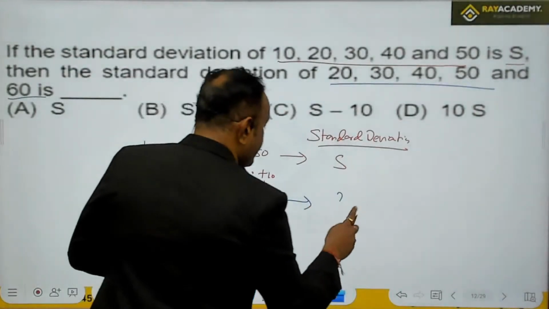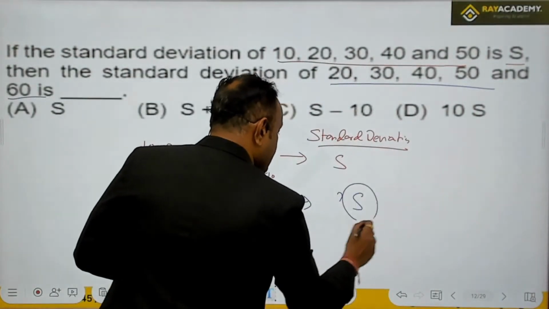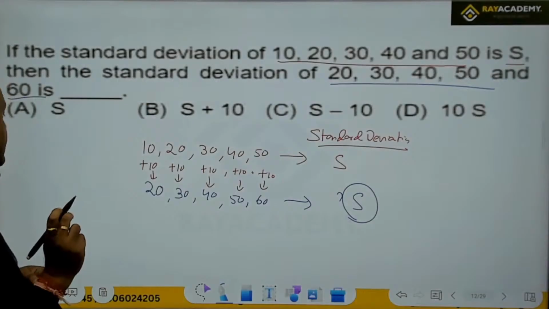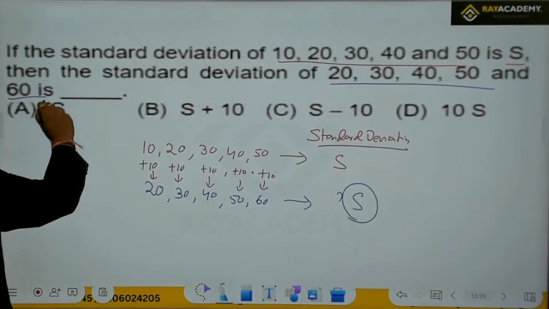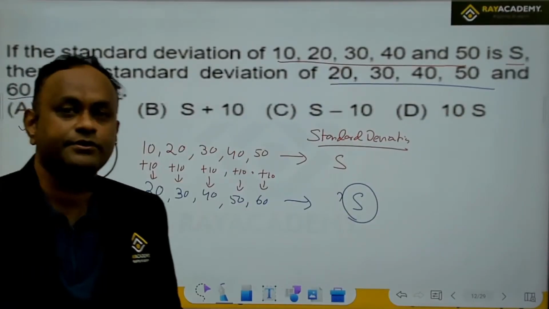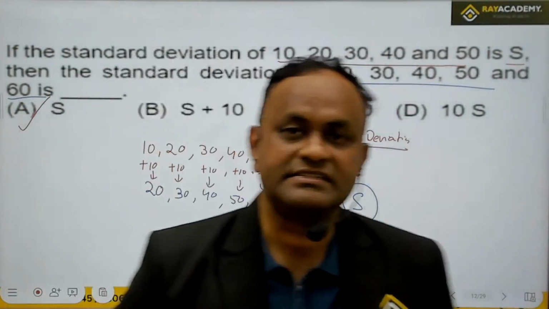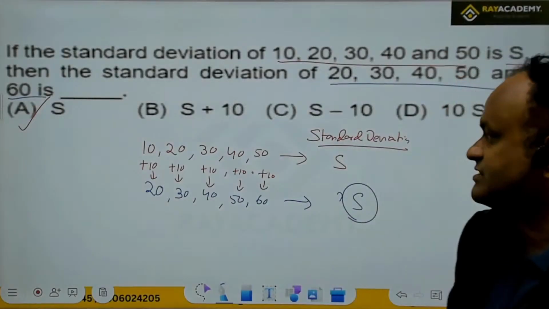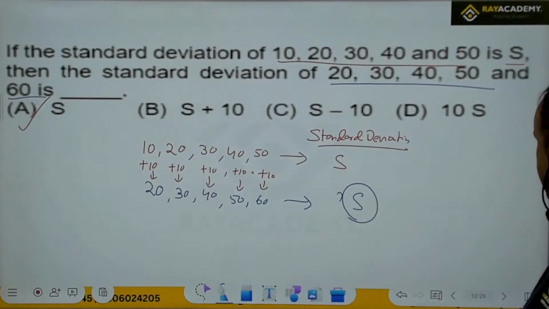So there is no need to calculate. Even if you calculate, you will get S only. But no need to calculate directly. You can put option A. Okay. You remember, either you add a constant to each element or you subtract a constant from each element, the standard deviation is not going to change.